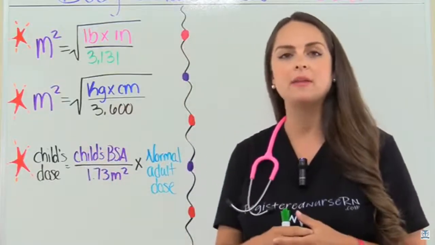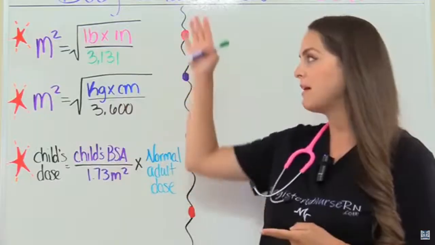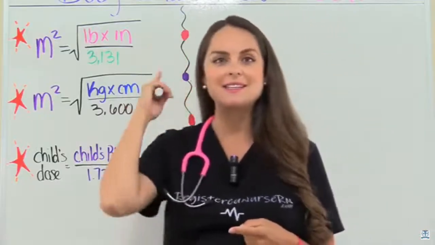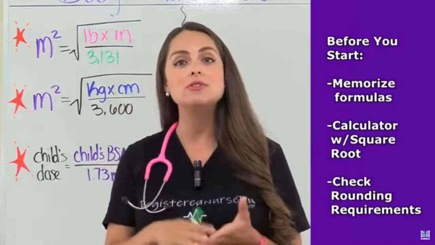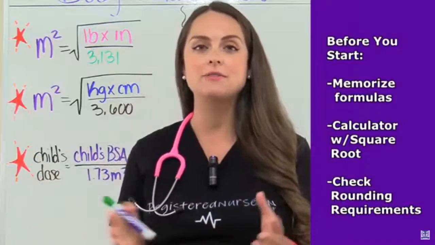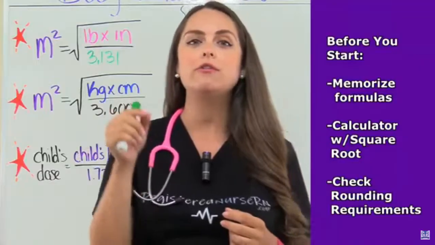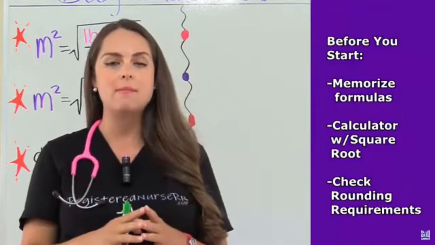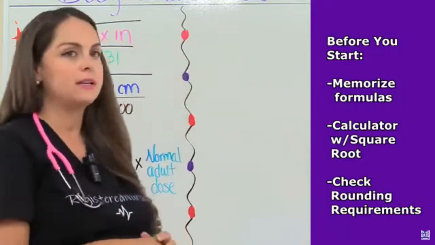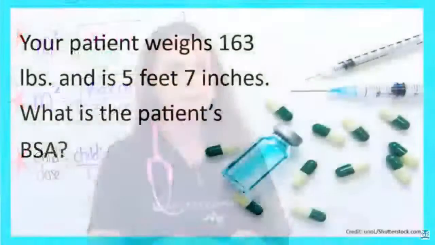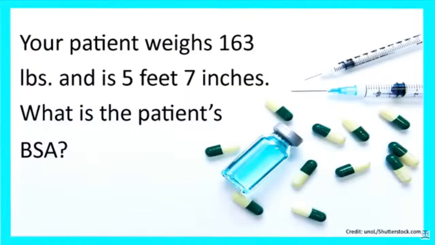Now let's solve some different types of scenarios you may encounter on exams that require you to solve for body surface area. So before you do that, of course, you need to have these formulas memorized because that's the key to solving these problems. Second, you need a calculator that is going to solve the square root of values. And then third, you need to make sure you're following the rounding rules set by your program because they may round a little bit differently than how I will round in this video.